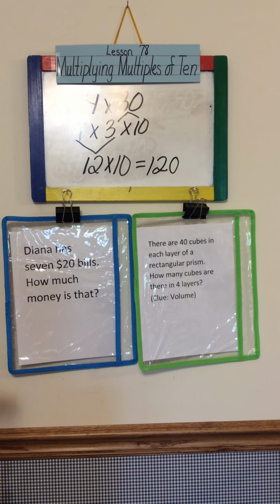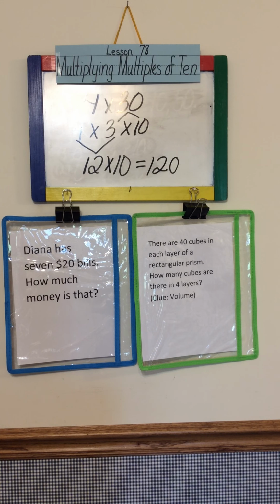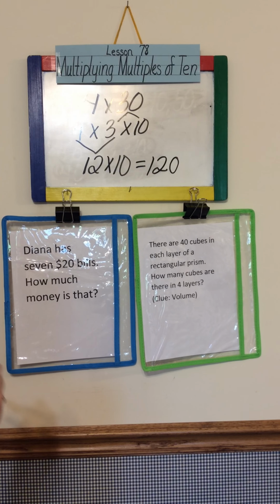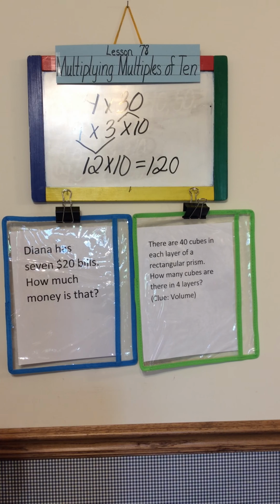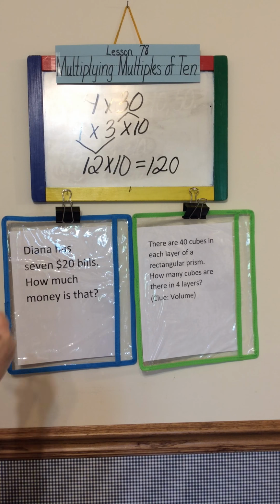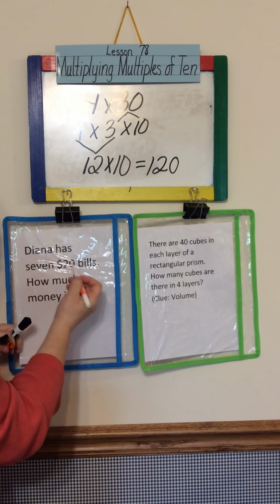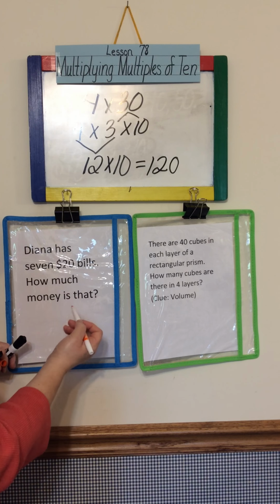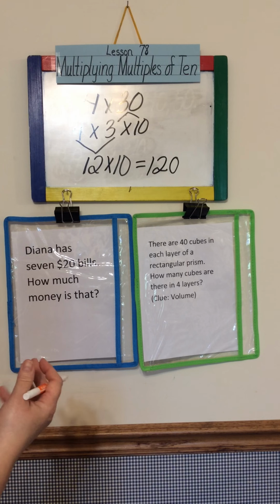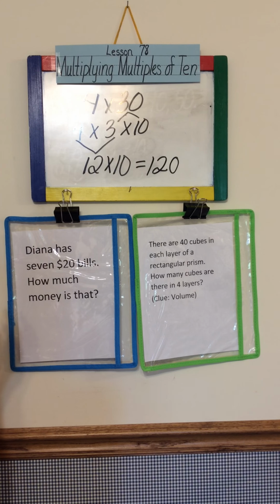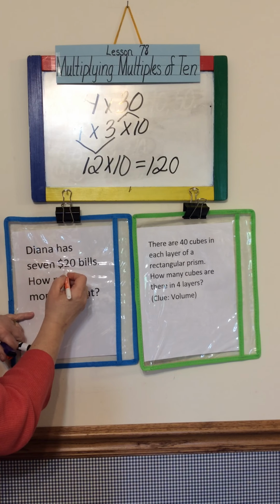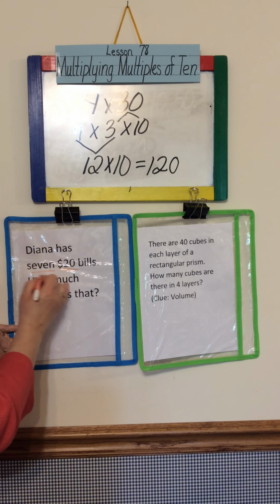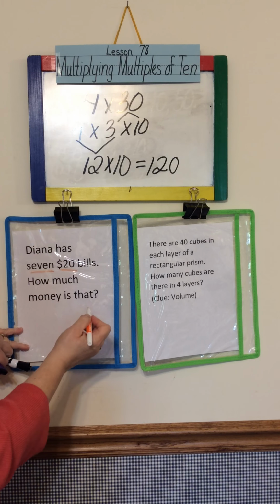Let's try some word problems as well. We get our handy dandy colored markers here to mark some things that are of importance to us as we read. Diana has 7 $20 bills. How much money is that? Well, first of all, we're going to think how much total money it is. So we need to know $20 bills, and how many of them? 7. How much money is that in all?